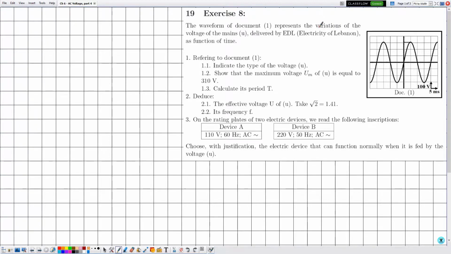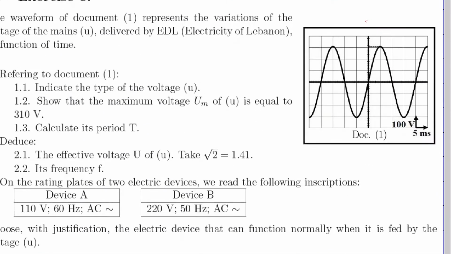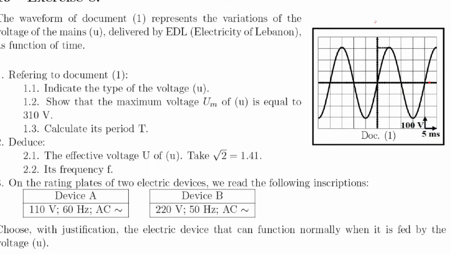It represents the variation of the voltage of the mains U delivered by EDL, Electricity of Lebanon, as a function of time. So now if we refer to the graph, we know that the axes of a graph in physics are always labeled by physical quantities. So the y-axis is labeled by the voltage U, and the x-axis is labeled by the time t, because millisecond is the unit of time and V is the unit of voltage. Moreover, the title of this curve says the variations of the voltage U, so the first variable after the variation represents the y-axis, and the second variable represents the time.